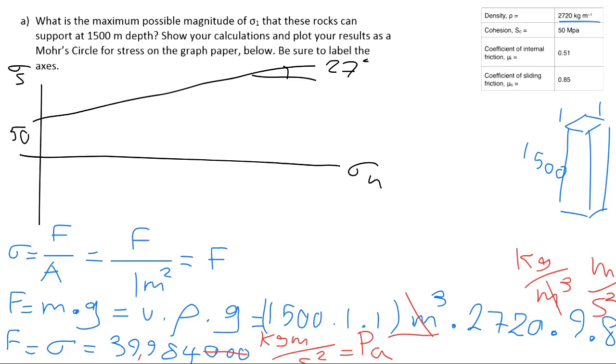So here my answer is going to be 39.98 megapascal, right? And why do I calculate megapascal? Because the cohesion is given in megapascal. So that's why I am doing it this way. So now we know the sigma 3, right? Because we are calculating in depth, and we know the sigma 3 is vertical.